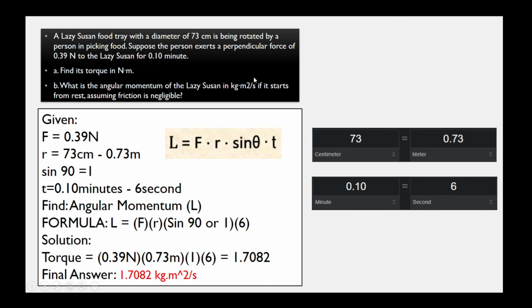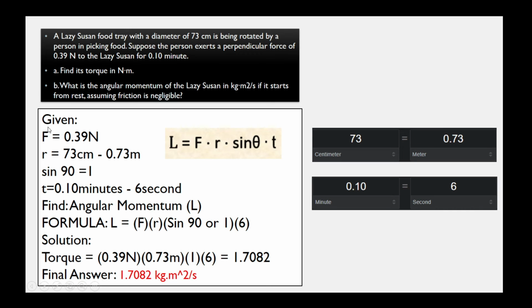Now let's go ahead and solve this problem specifically made for us. A Lazy Susan food tray with a diameter of 73 cm is being rotated by a person picking food. Suppose the person exerts a perpendicular force of 0.39 newton to the Lazy Susan for 0.10 minutes. A. Find its torque in newton meters. B. What is the angular momentum of the Lazy Susan in kilogram meter squared per second if it starts from rest, assuming friction is negligible.